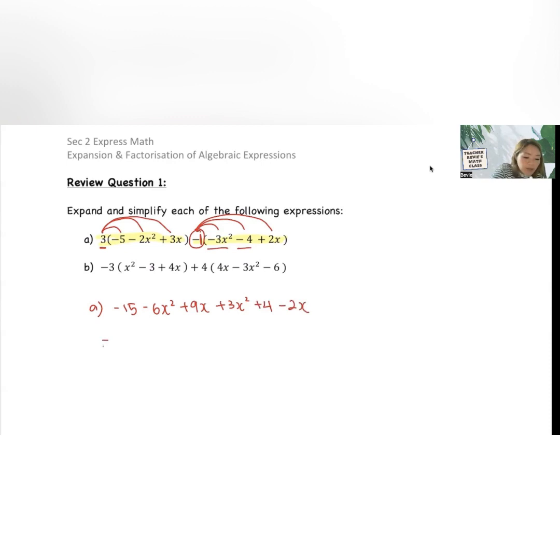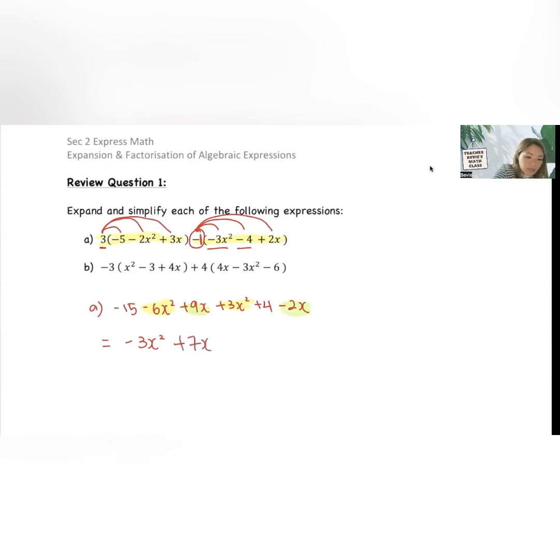All right, so from here, now that I've expanded both terms, all I have to do is simplify by adding the like terms together. All right, so first one, I have minus 6x squared and 3x squared. That gives me minus 3x squared. Next part, I have 9x and minus 2x. That gives me positive 7x.